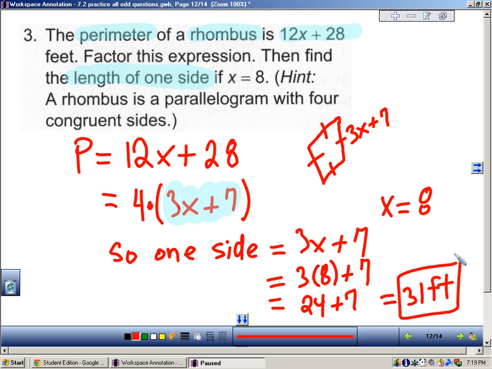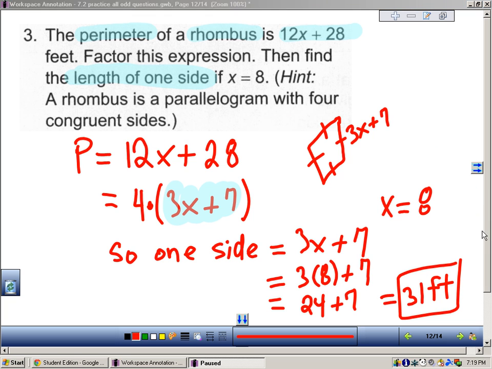Now, there's also the technique of taking the whole perimeter and dividing it by 4. Now it would be 8 times 12 plus 28, dividing that by 4, and you would get 31 feet. It's the same answer. So no mystery there. But a very interesting question, to say the least.